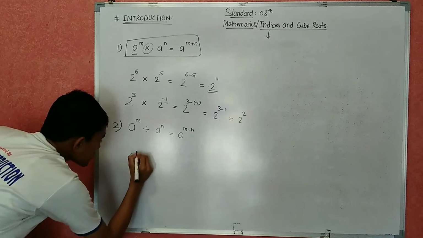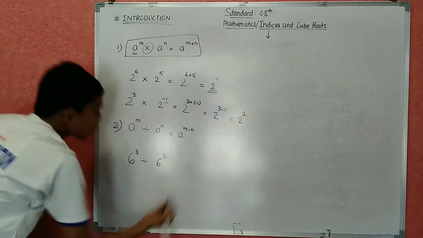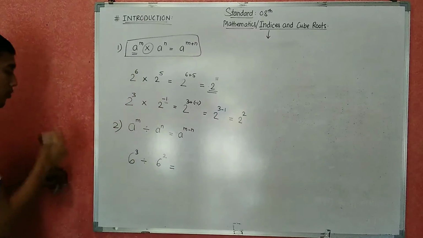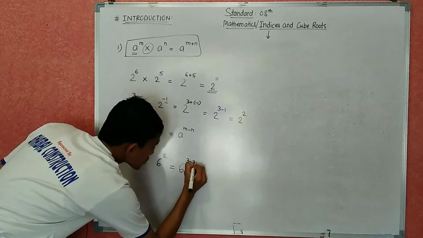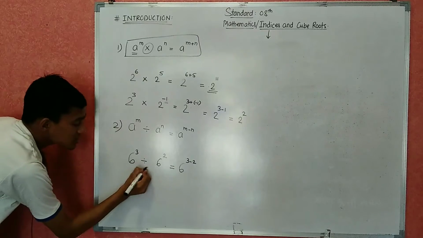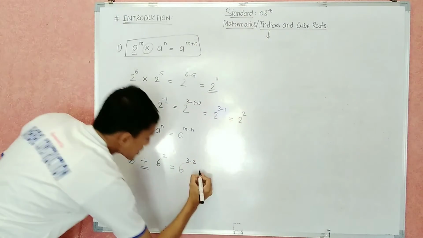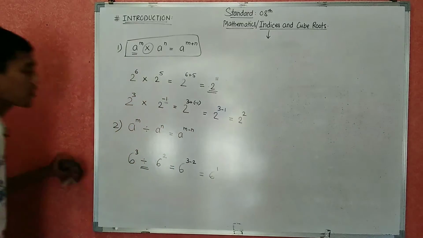For example, 6 raised to 3 divided by 6 raised to 2. What will be the answer to this particular question? It will be 6 raised to 3 minus 2. As there is a division sign between the two index numbers, we subtract the powers. So 3 minus 2 is 1. So 6 raised to 1.